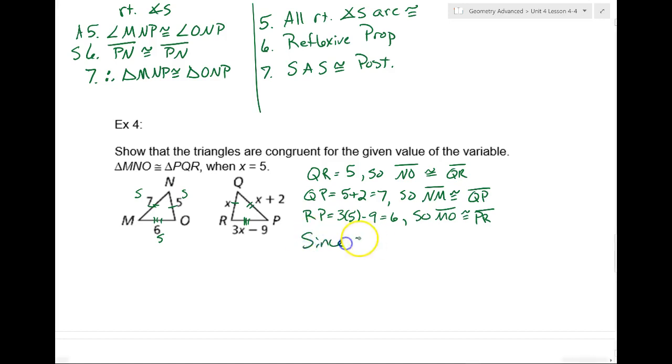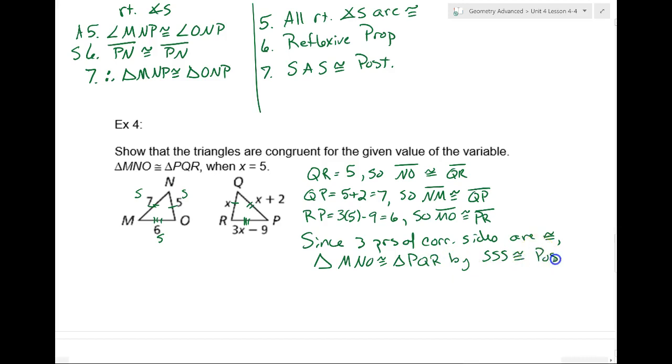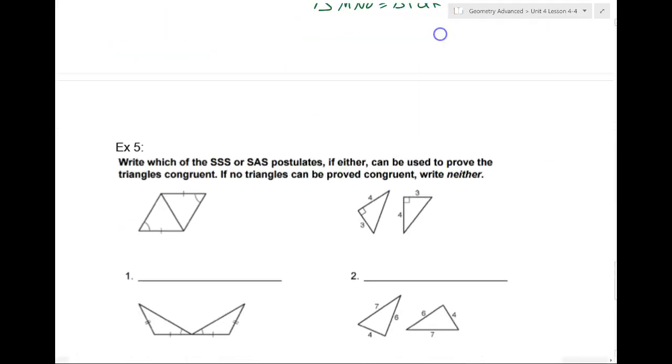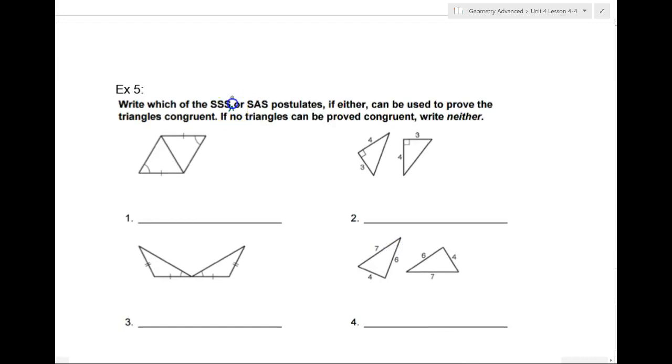So since 3 pairs of corresponding sides are congruent, triangle MNO is congruent to triangle PQR by the side, side, side congruence postulate. What do you guys think so far? Hard, easy? Well, guys, you are going to have proofs, but I don't think these proofs are going to be that hard, especially if you use example 3 as your guide. But now here's something that I will do with you. And first of all, there's a huge typo here.